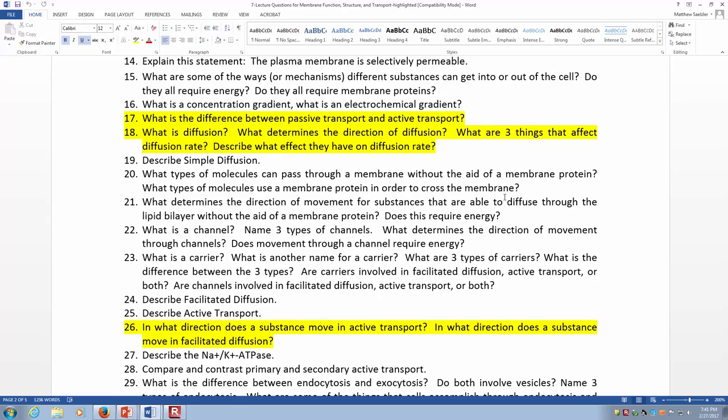And remember, temperature and concentration gradient are both directly proportional. So as both of those things go up, the diffusion rate goes up. And if either of those things go down, the diffusion rate goes down. And then molecular weight is inversely proportional. So as the molecular weight of a substance goes up, the diffusion rate goes down. Okay, are you guys okay with that?